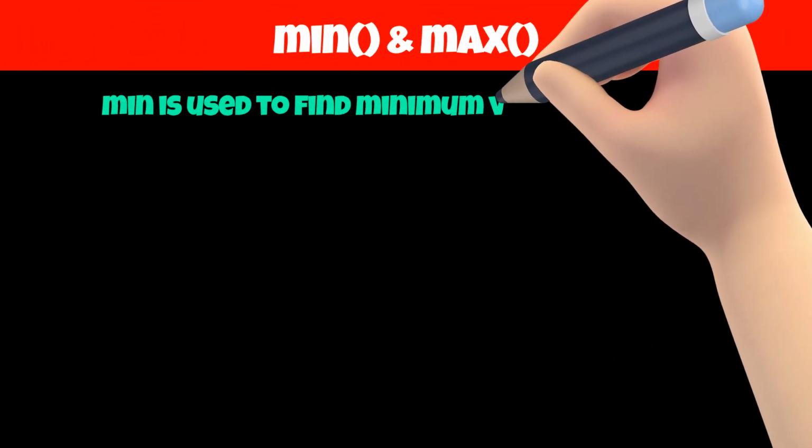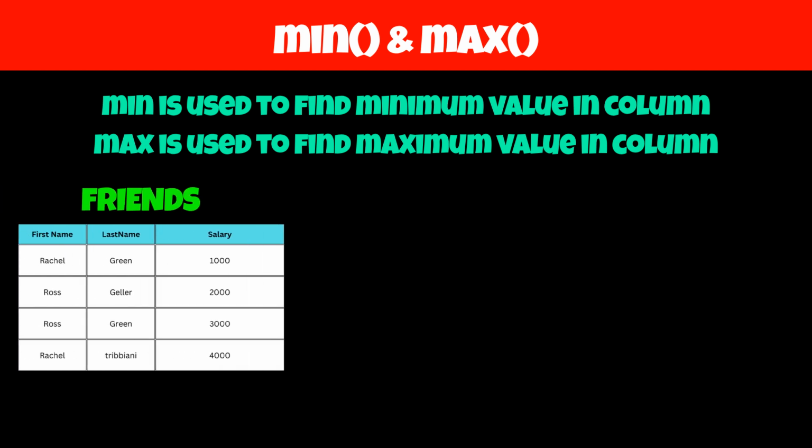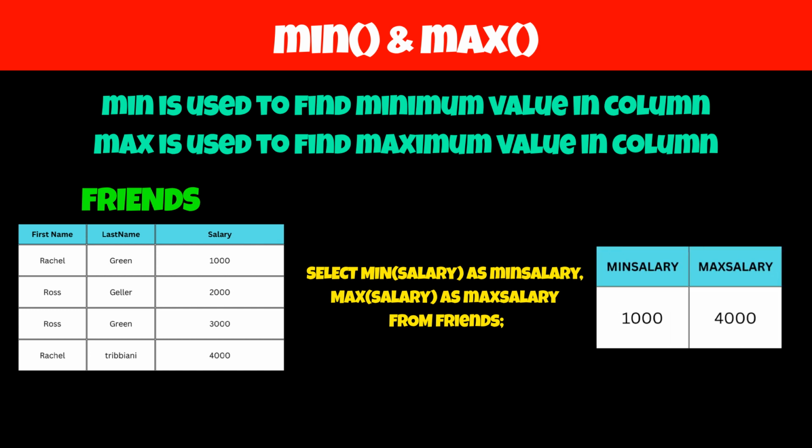Other useful aggregate functions are min and max. As their name suggests, they are used to find the minimum and maximum values of some column. For example, if we want to know the minimum and maximum salary earned by friends, then we pass the salary column to the min and max functions. So the above query will return the values of the minimum and maximum salary of friends.